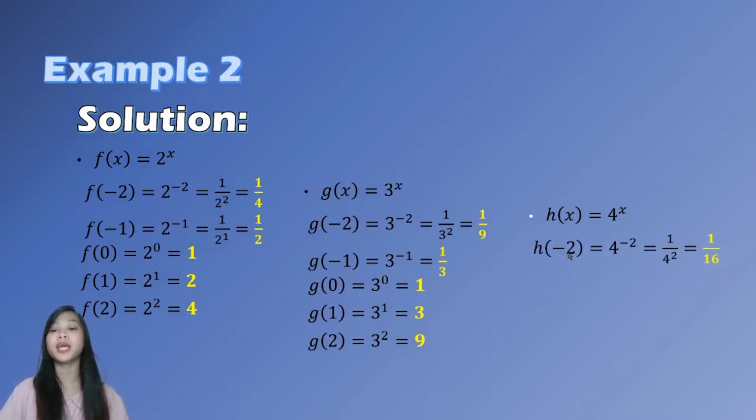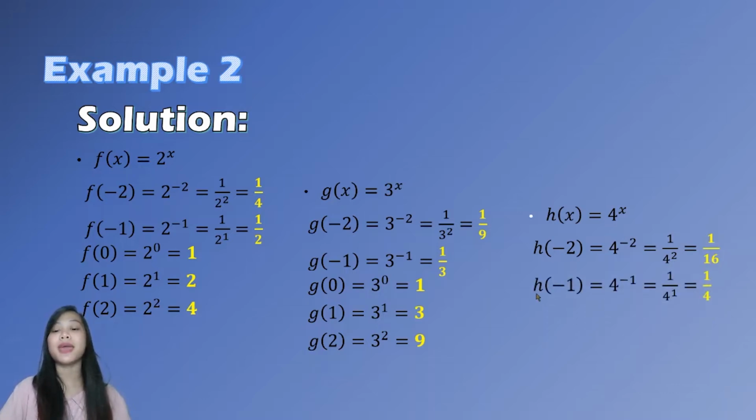So h of negative 2, substitute negative 2 into our function 4 raised to x. We have 4 raised to negative 2. So 4 raised to negative 2 is equal to 1 over 4 raised to 2. It becomes positive because it's already in the denominator. This is again the law of negative exponent. So we have 1 over 4 squared, and 4 squared is equal to 16. So we have 1 over 16, or 1/16.